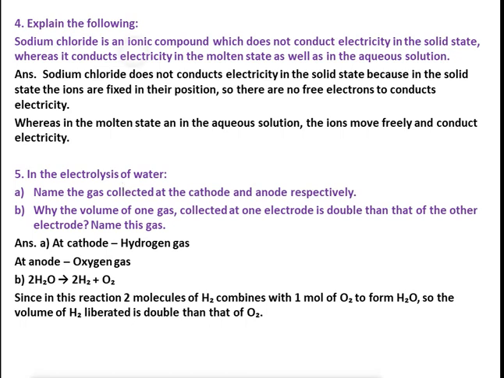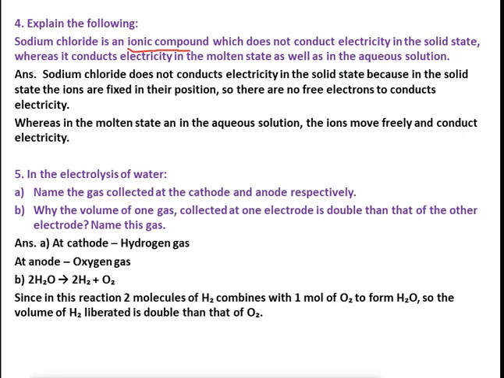So first of all, you should understand what an ionic compound is. Ionic compounds are those compounds which are formed by the transfer of electrons. Whenever a metal transfers electrons to a non-metal, one bond is formed and that bond is called an ionic bond. So the compounds which are formed by ionic bond formation are called ionic compounds.